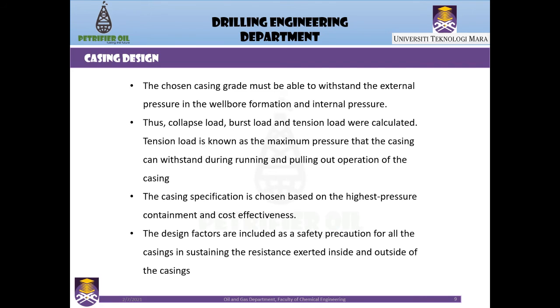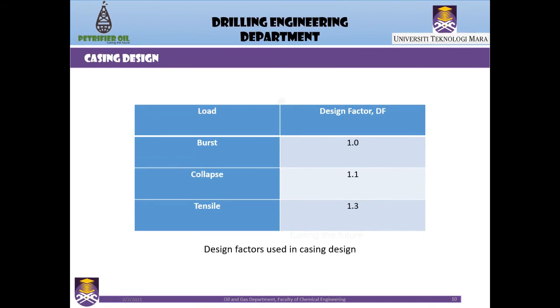The design factors are included as a safety precaution for all the casings in sustaining the resistance exerted inside and outside of the casing. The table here shows the load and the design factor used. So for burst load, the design factor is 1. For collapse load, the design factor used is 1.1 and for tensile load it is 1.3.